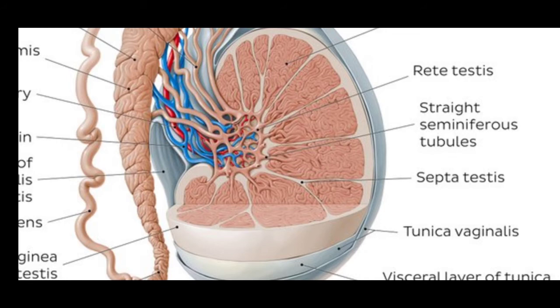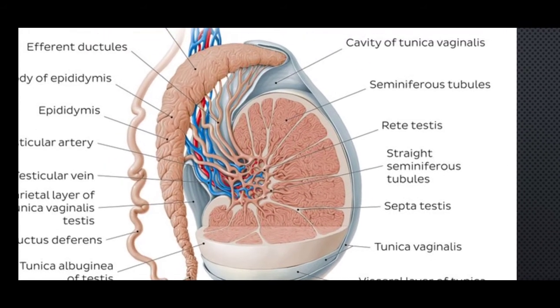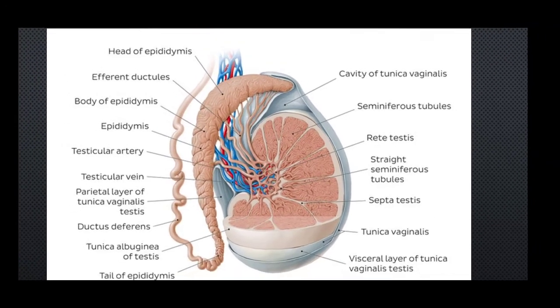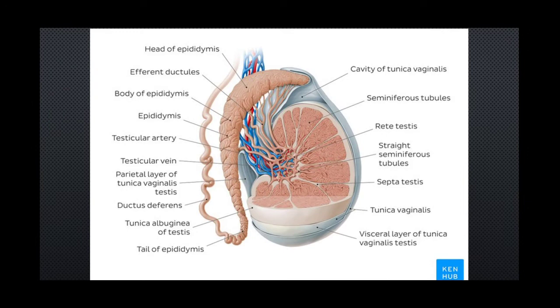Going further, all these seminiferous tubules merge into a larger duct known as the rete testis, and then they merge into this major duct known as the vasa efferentia. The vasa efferentia carries the sperms produced by the seminiferous tubules, and the sperms travel from there directly into this particular structure.